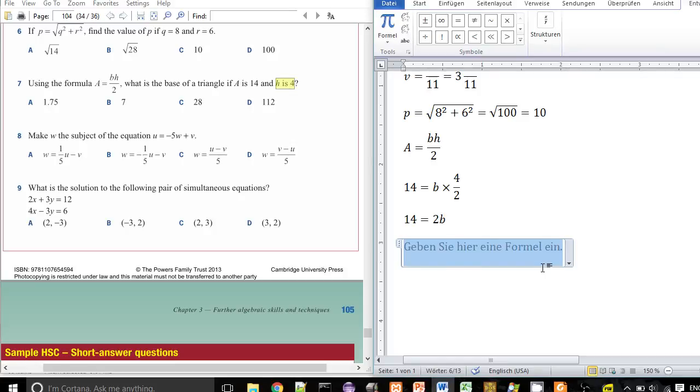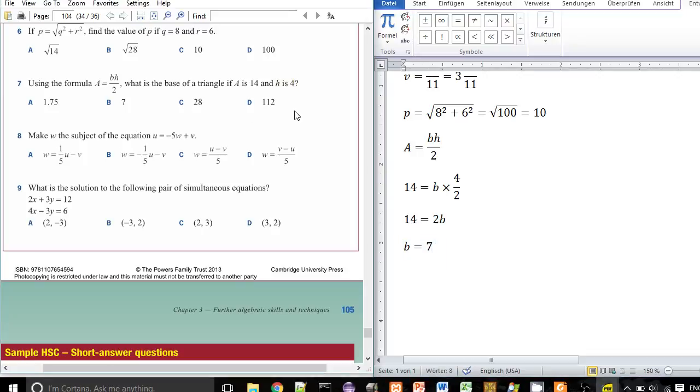Remember with timesing and dividing, you can do it in different orders in many cases. So here, same as 2b. 2 times what is 14? So b equals 7. 7 must be the base. Alright, and you can double check it. 7 and 4, if you times them, 7 times 4 is 28, half it because it's a triangle, you get 14, which is the area.